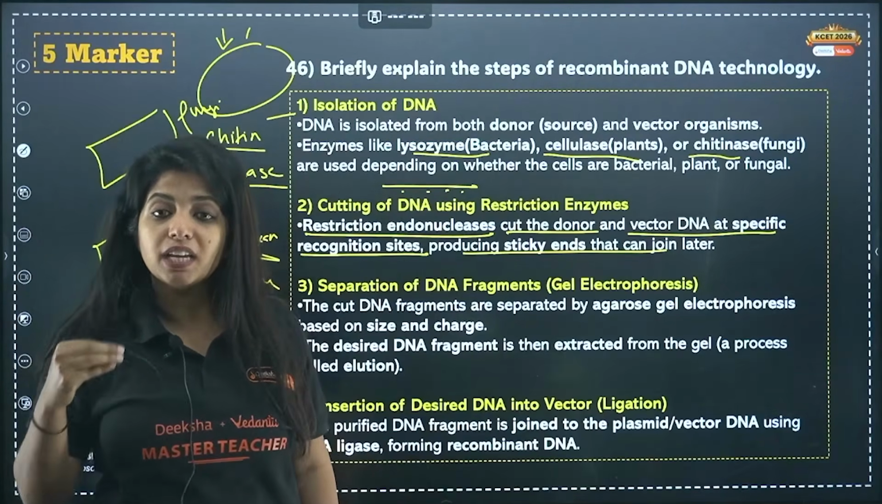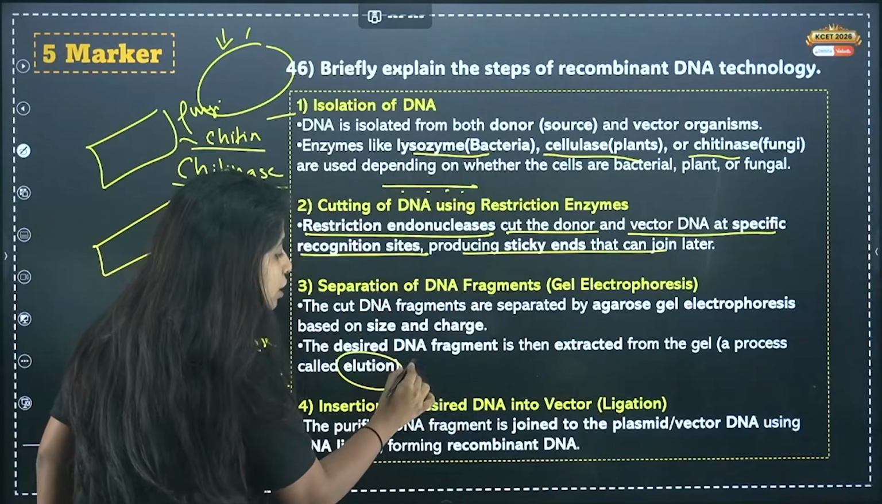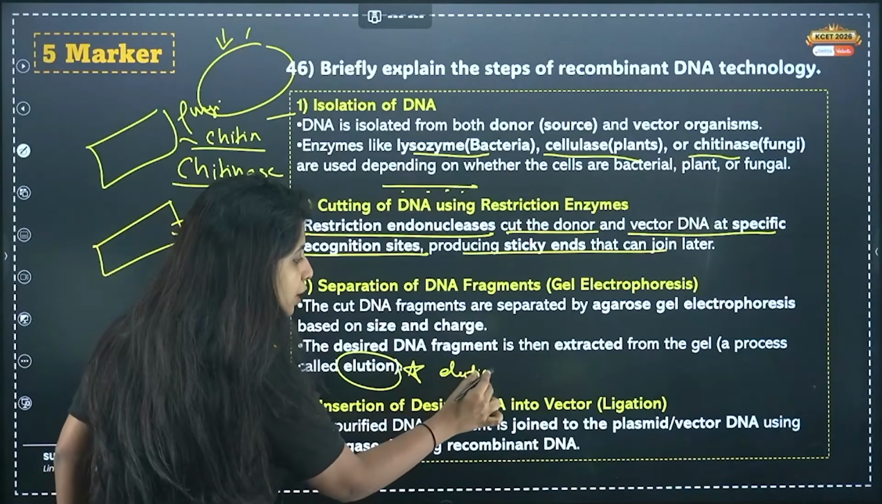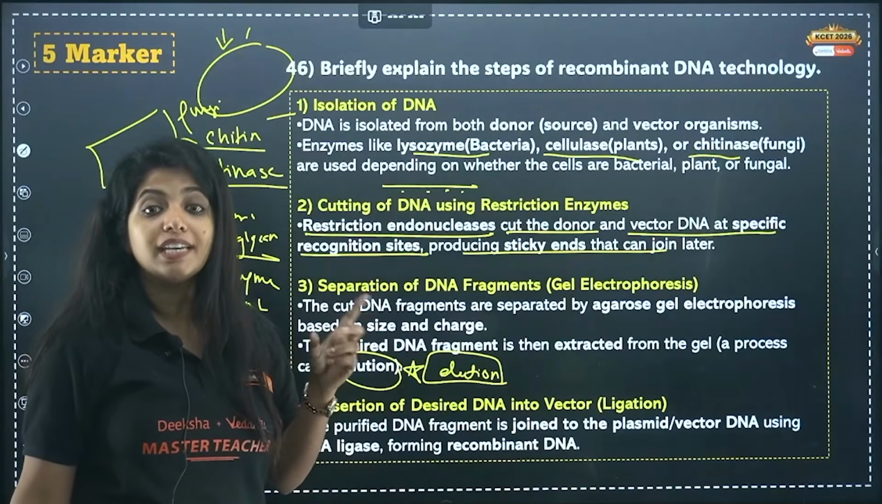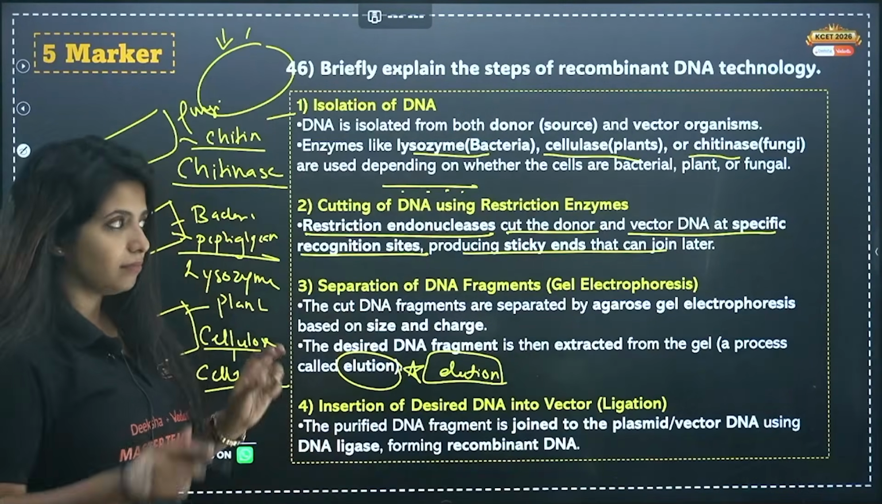How do you do it? What is the name of that process? That process's name is elution. This is a very important thing. It is elution, not illusion. It is elution, E-L-U-T-I-O-N. Okay, that's how you take it out.